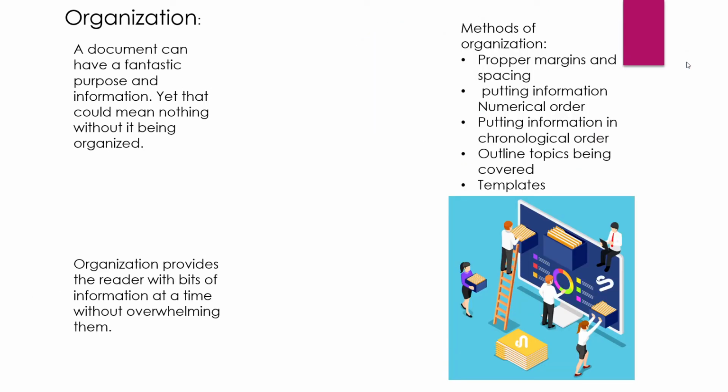Organization. A document can have a fantastic purpose and information, yet that can mean absolutely nothing without it being organized. Organization provides a reader with bits of information at a time without overwhelming them. Methods of organizing a document can include proper margin and spacing, putting information in chronological and numerical order, outlining topics that are going to be covered, as well as templates if you are not able to organize it yourself.